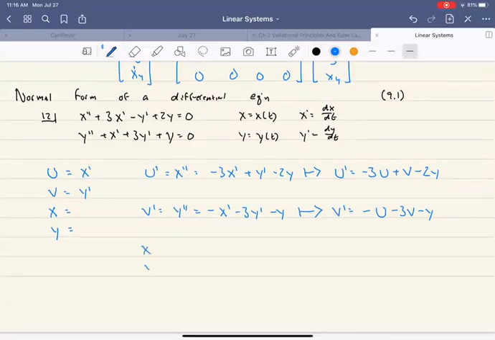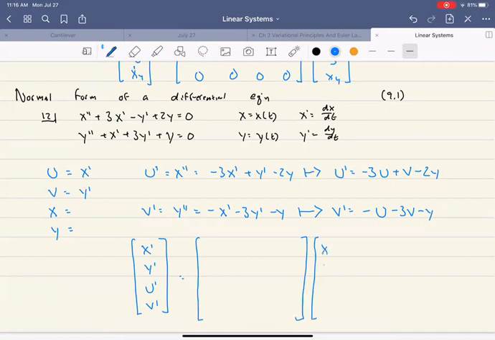Let's write x prime, y prime, u prime, v prime equals, put a matrix down, times x, y, u, v. So x prime equals u, so I'm going to write 0, 0, 1 for u, 0 there. y prime equals v, so 0, 0, 0, 1.